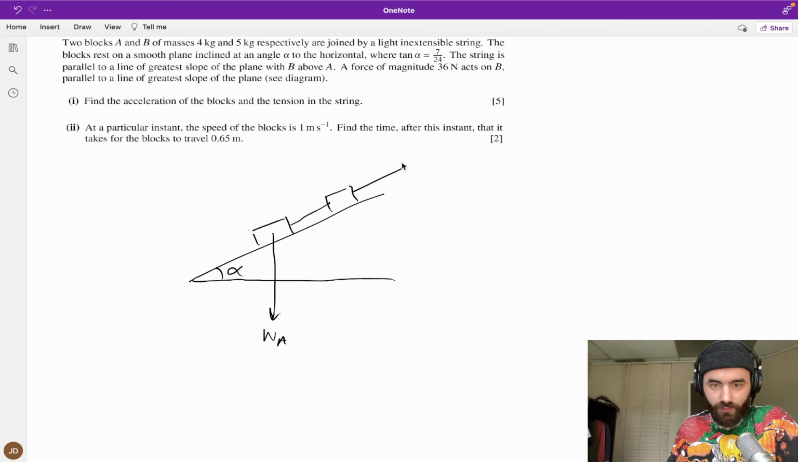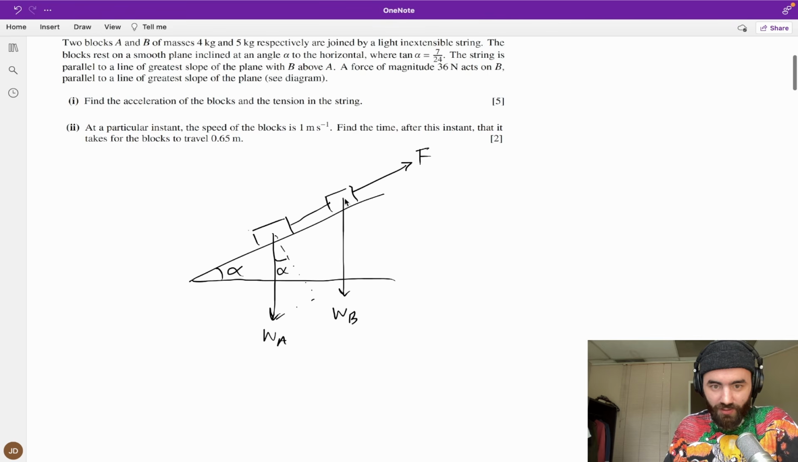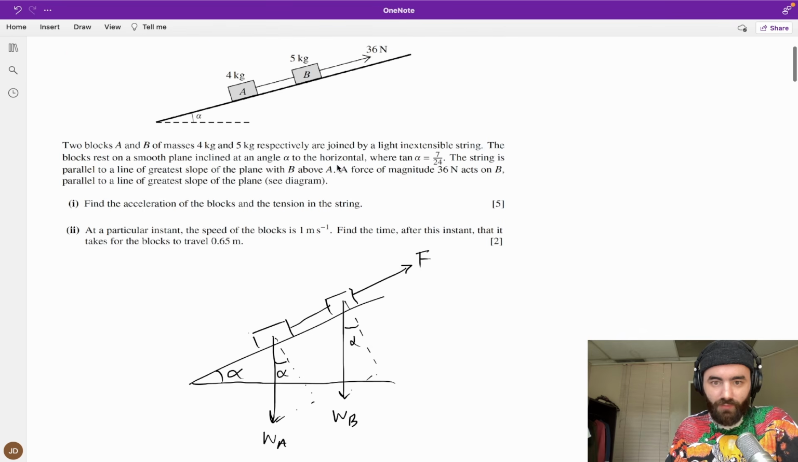We know we have this force up. As we know from the incline question, this will be theta? No, what are they calling it? It's alpha. Oh, WB, the weight of B. This will be alpha. So it's a smooth surface, so we don't have to worry about frictional force.